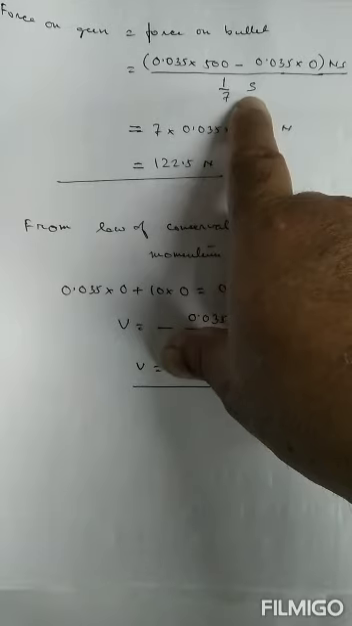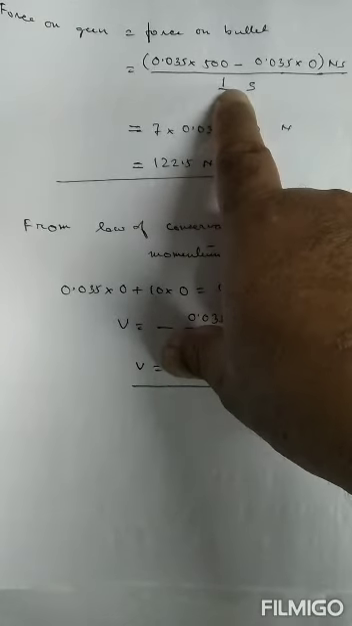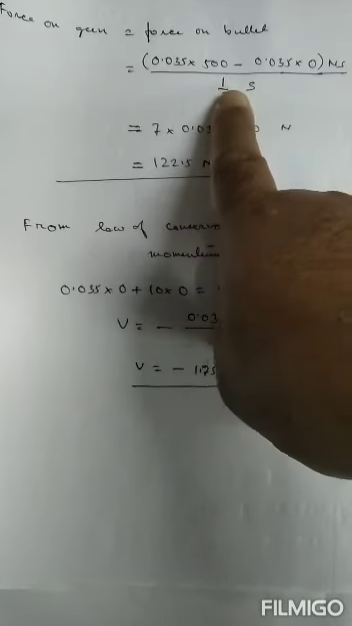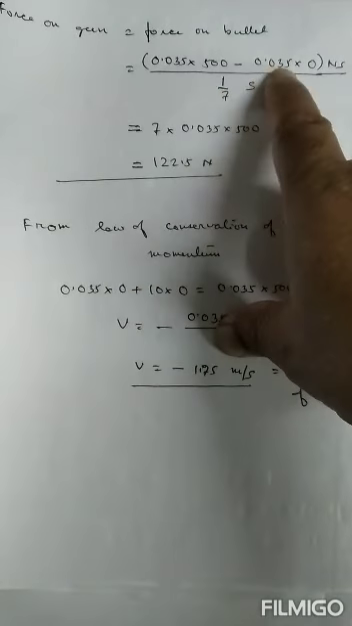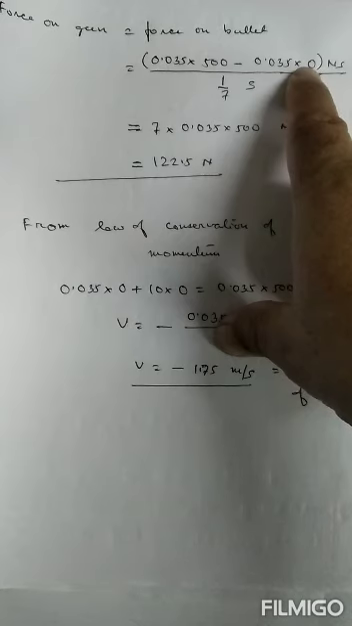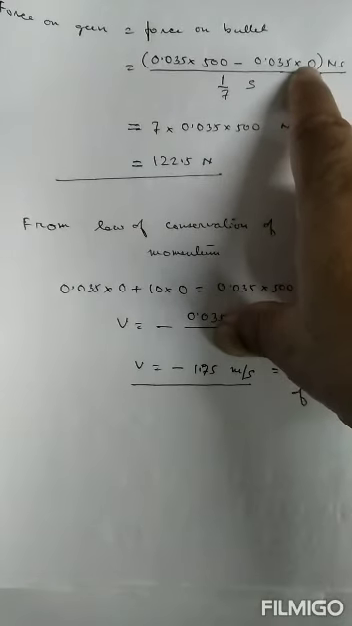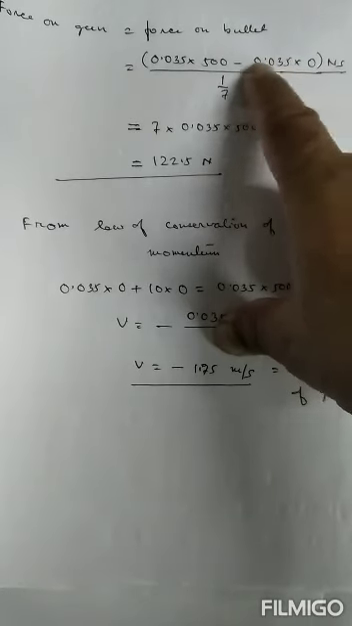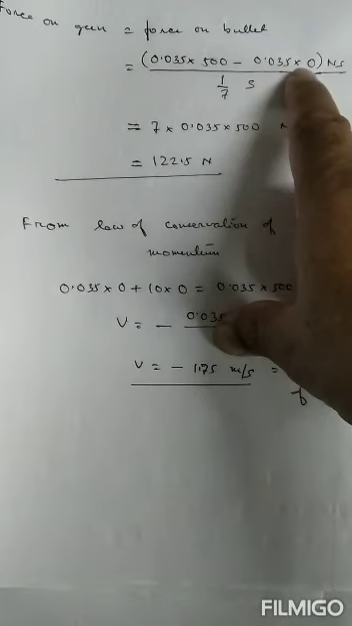What is the change of linear momentum of the bullet? Final momentum of the bullet minus initial momentum of the bullet. What is the initial momentum of the bullet? Mass of the bullet into initial velocity. What is the initial velocity? 0, because initially the bullet is at rest. The bullet is inside the gun and the gun is at rest.